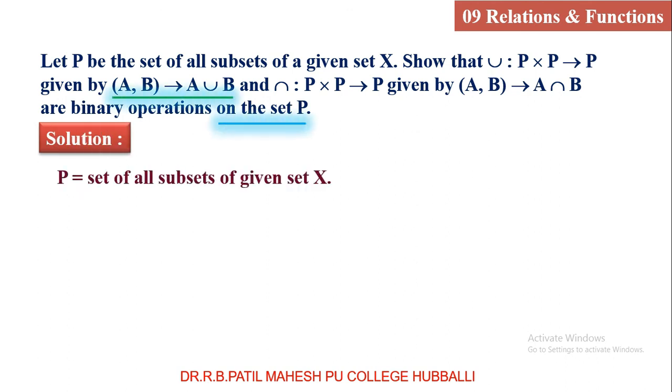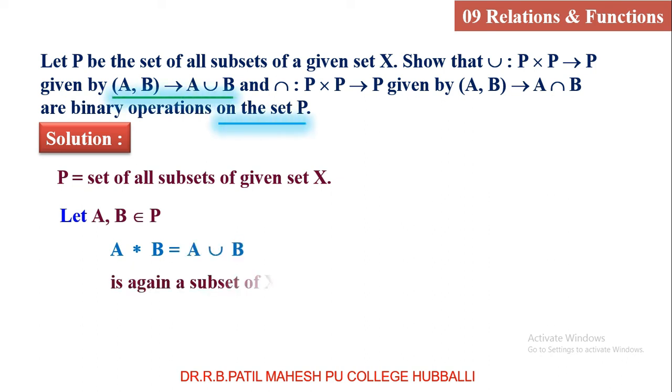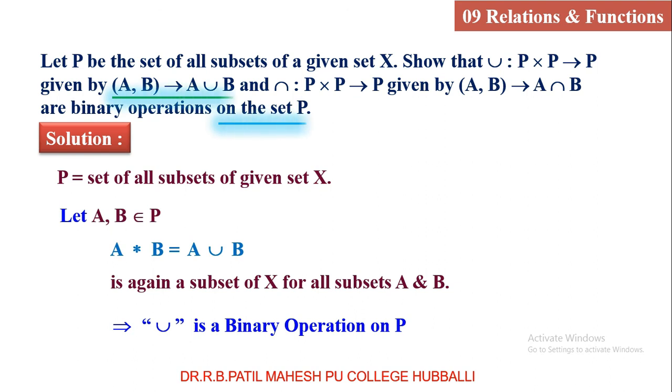P is equal to the set of all subsets of a given set X. Dear students, this P is a set of all subsets of a given set X, whatever may be the set. But P is the collection of all subsets. Taking this P, first one, A, B belong to P. A star B is equal to A union B. Hope you all remember A union B is also a subset of X for all subsets A and B. Therefore, this implies union is a binary operation on P.